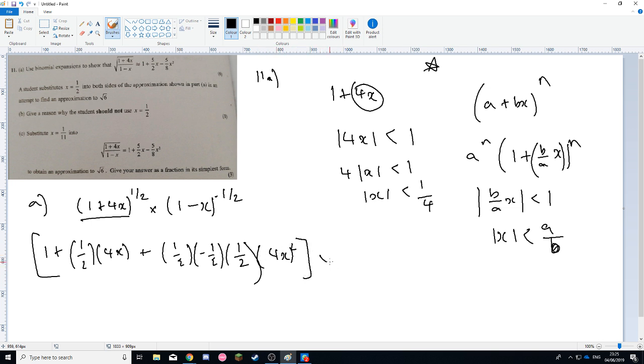This now times, I'm just going to expand this straight away because it's very simple. So 1 plus n, which is minus a half, x, which is minus x, plus minus half, minus 3 over 2, divided by 2 factorial is the same as multiply by half, x squared, so minus x squared. It's a pretty long line, but this all follows.